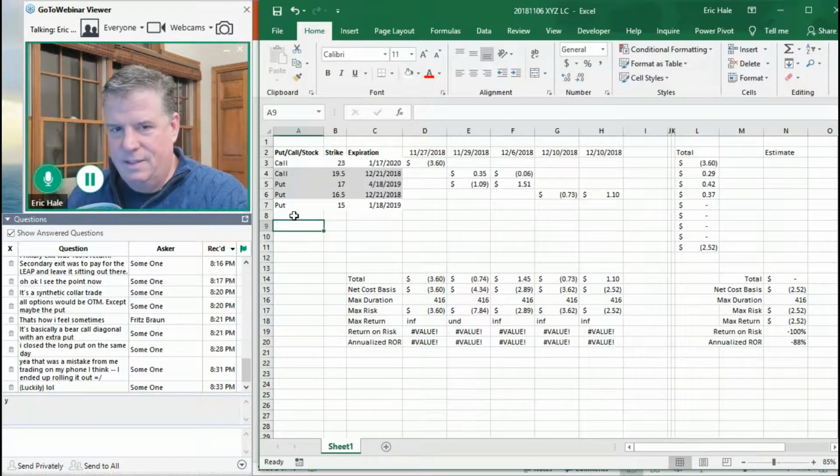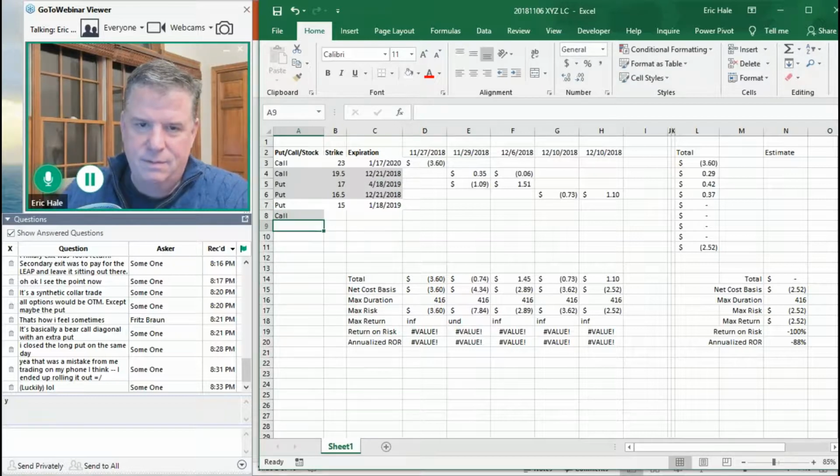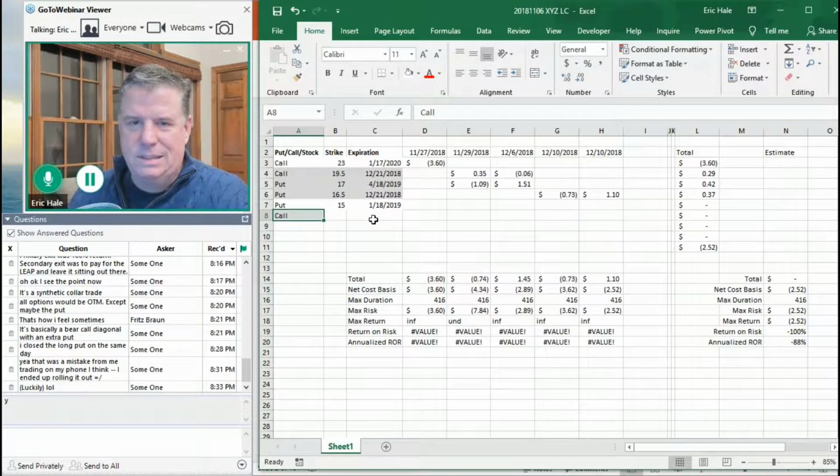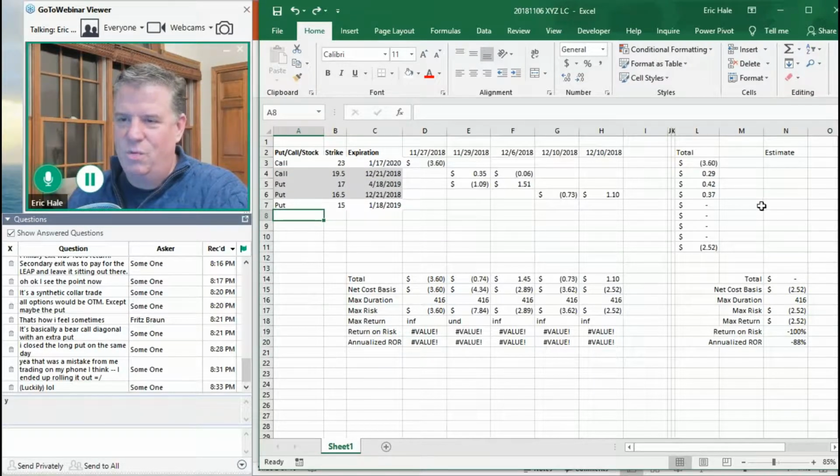I don't know why that does that. Let me see, call. Why does it do that? I don't know why it does that. It bugs me. Because it thinks that the last time I did a call, it was gray, so it assumes that I want gray format. I don't want that.